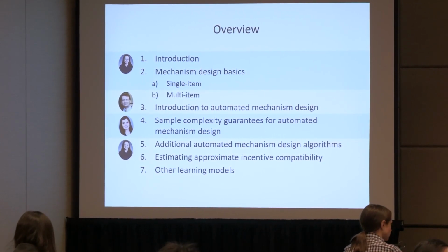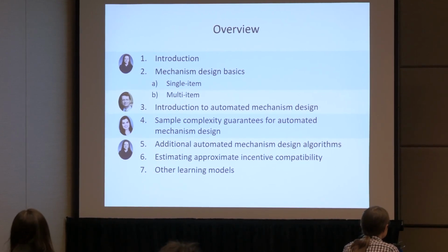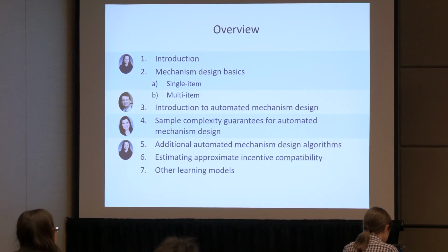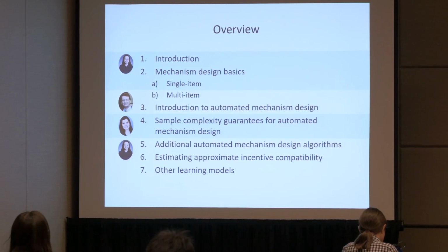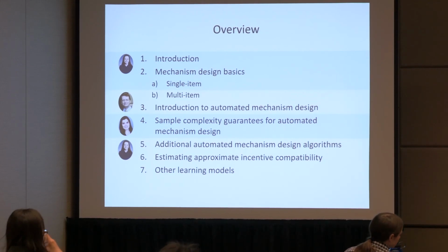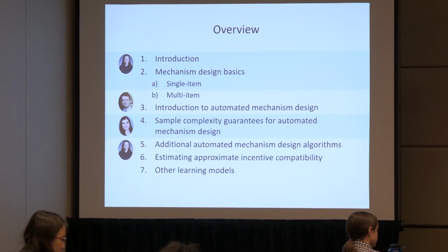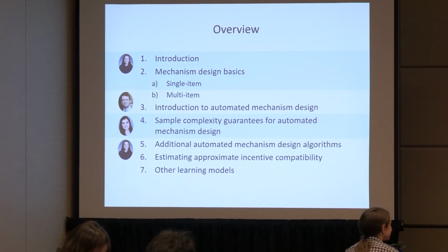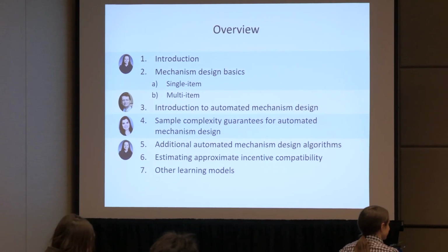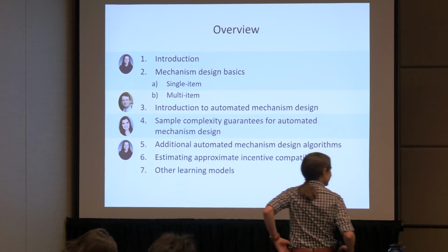In terms of the structure of the tutorial, Ellen will start with a brief overview of what mechanism design is. Then Tuomas will tell us about automated mechanism design and some empirical successes of this field. Then we'll have a break. After the break, I'll talk about formal guarantees, in particular sample complexity guarantees for automated mechanism design. And then Ellen will tell us more formal guarantees and also end by putting the whole work into a broader perspective. She'll also present some exciting open questions. With this, Ellen will start.